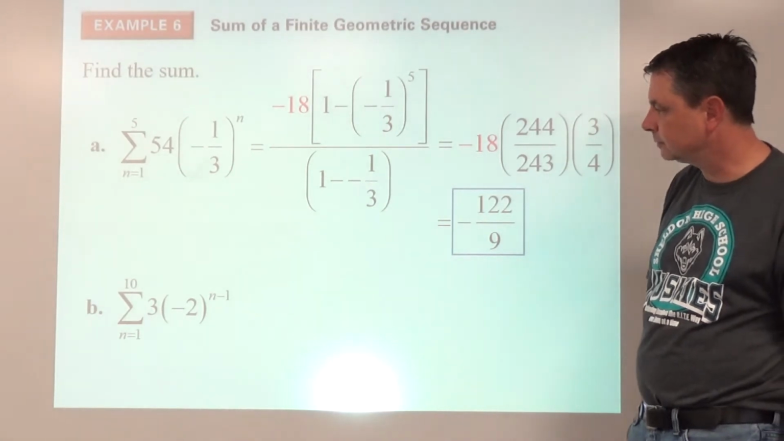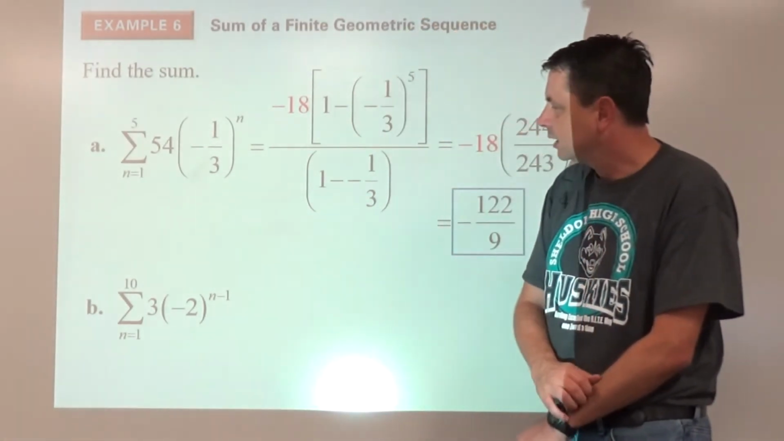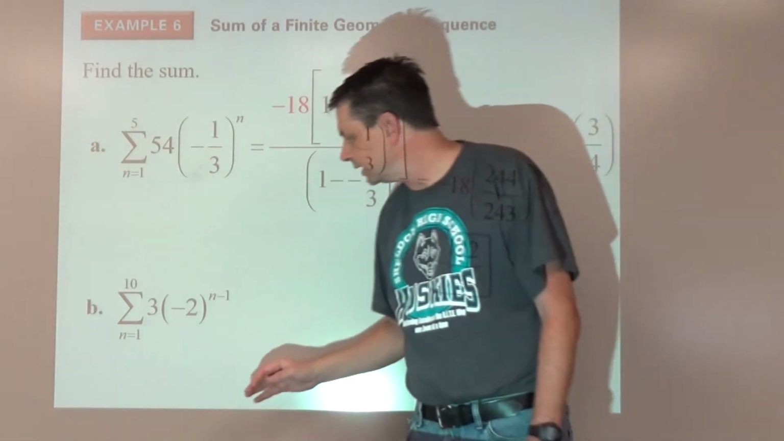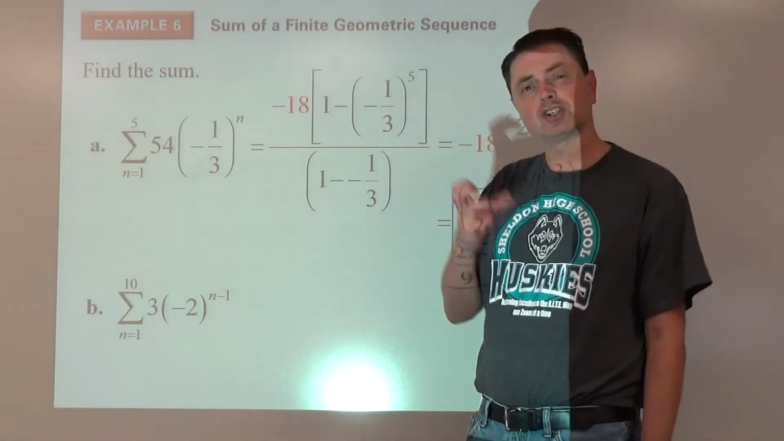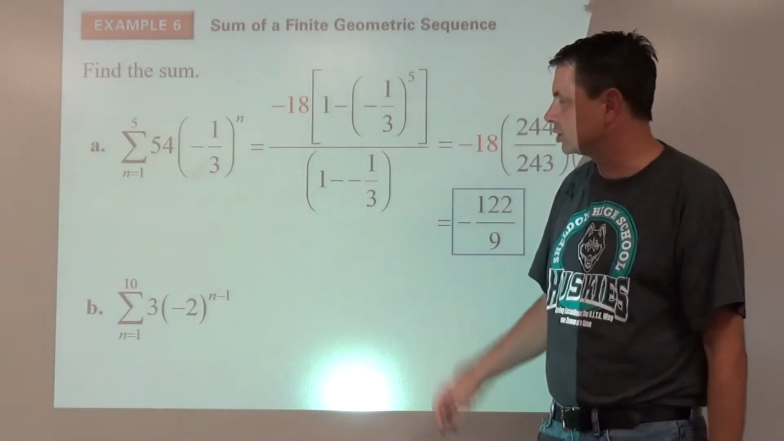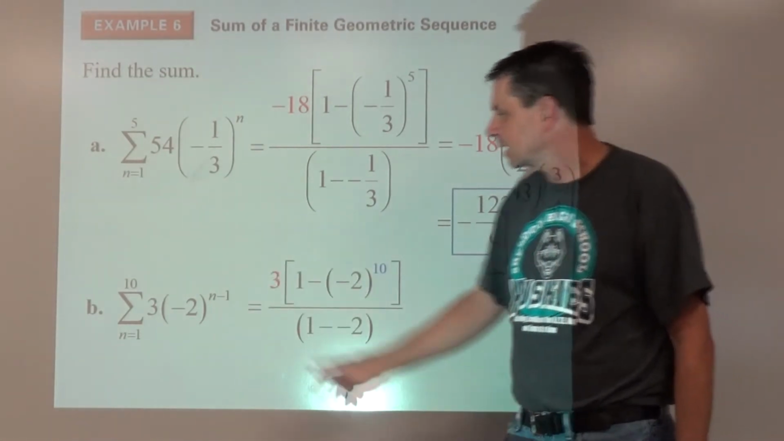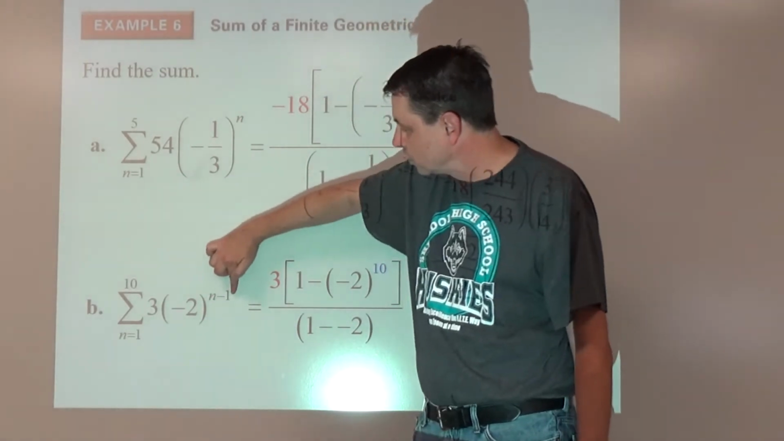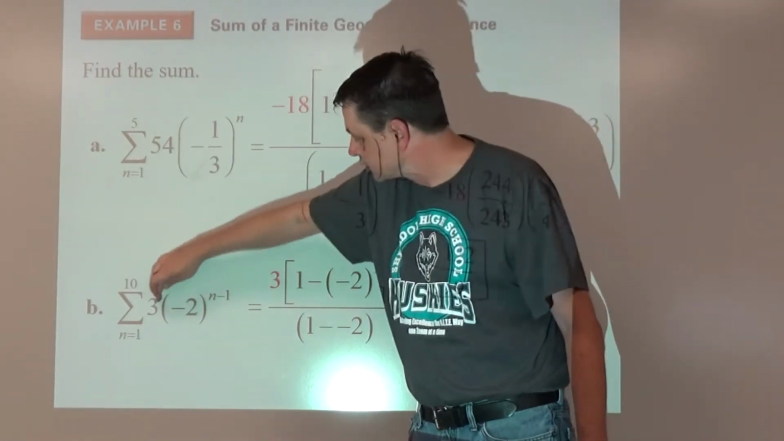All right, part B. Let's take a look at this one. We also know this one is a times b to the power of x. So as an exponential a sub n here, we know it's geometric. So we use our geometric formula. Plug in a 1. 1 minus 1 is 0. Negative 2 to the 0 power is 1. 1 times 3 is 3. Okay.